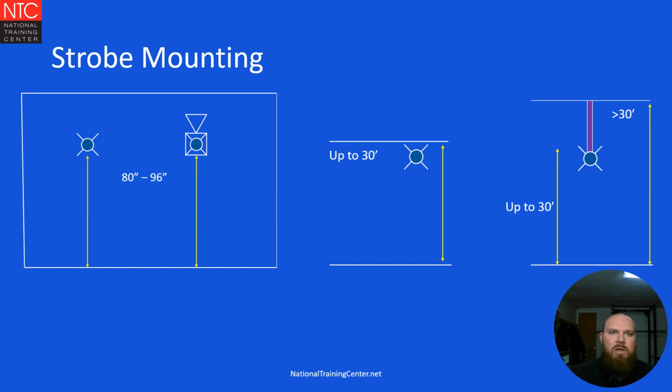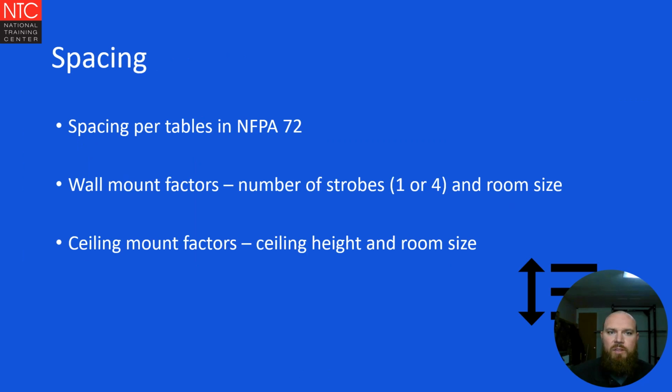Now, let's say that we're using a combination device, such as a speaker strobe or a horn strobe. We're going to go with the visible wall-mounted requirements. We can ceiling mount strobes, but we cannot ceiling mount strobes greater than 30 feet above the finished floor.